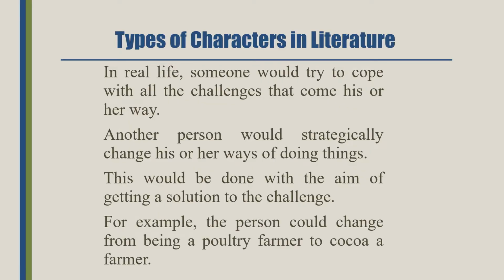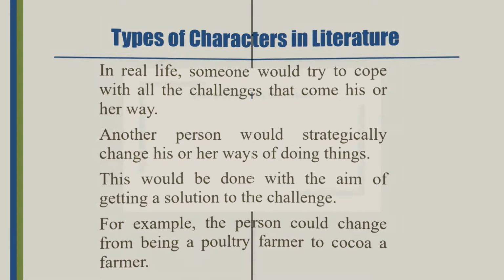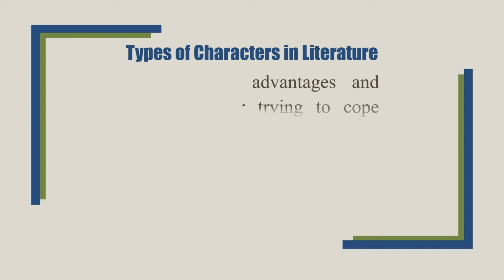We said that, for example, the person could change from being a poultry farmer to a cocoa farmer. That's an example of someone who would change his way. If the person were a cocoa farmer, but nothing has changed, the person will quickly change from being a cocoa farmer to a poultry farmer, or otherwise, to change ways of life to make things better.